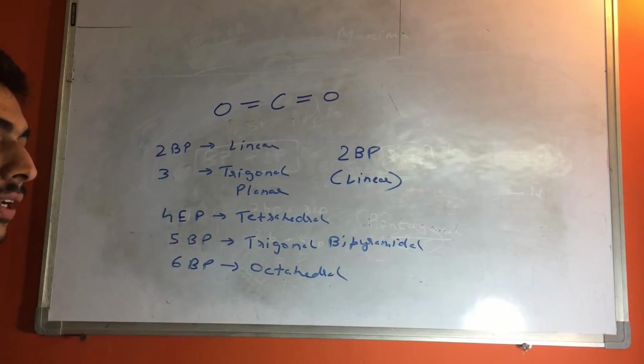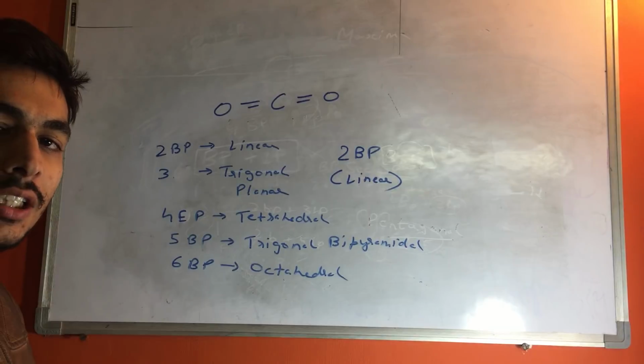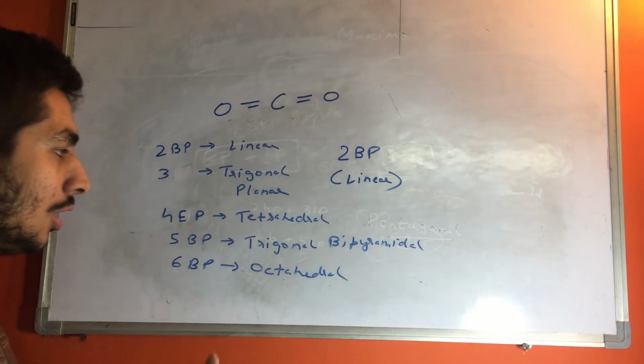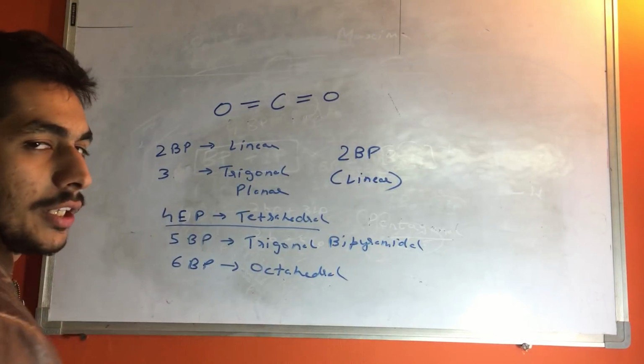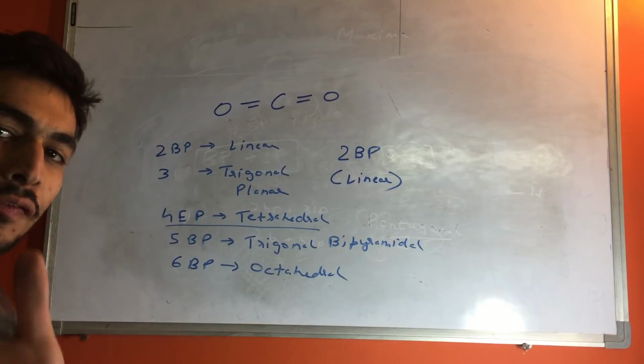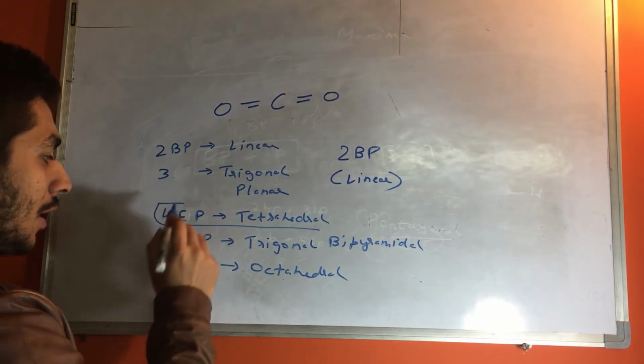But these 4 electron pairs can also be because of, let's say, 3 bond pairs and 1 lone pair. A compound could have 3 bond pairs and 1 lone pair, then also it will fall into this category. Or a compound could have 2 bond pairs and 2 lone pairs, then also it will have 4 electron pairs, so then also it will fall in this category.